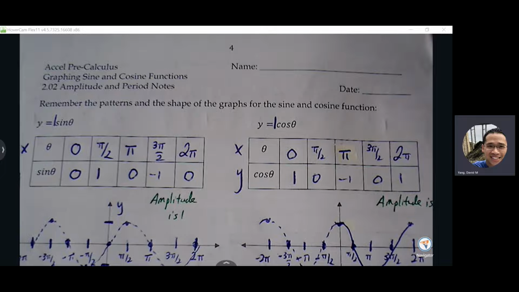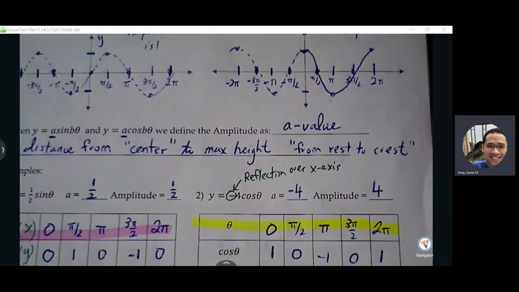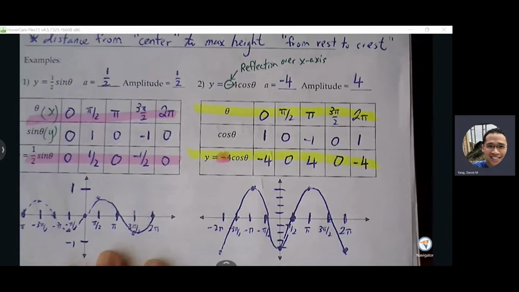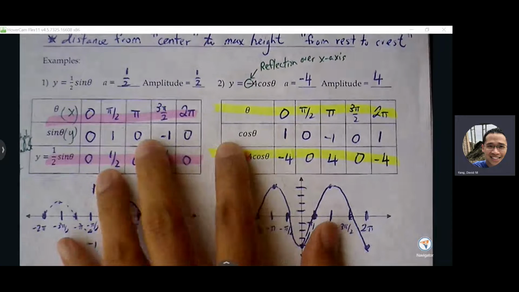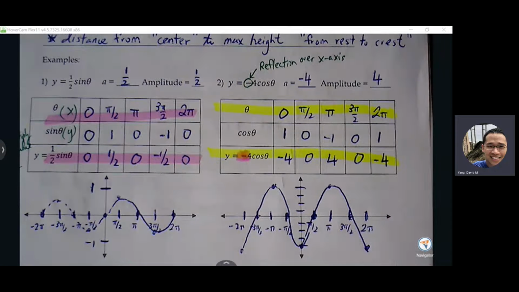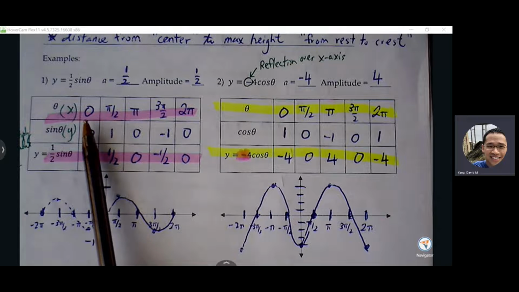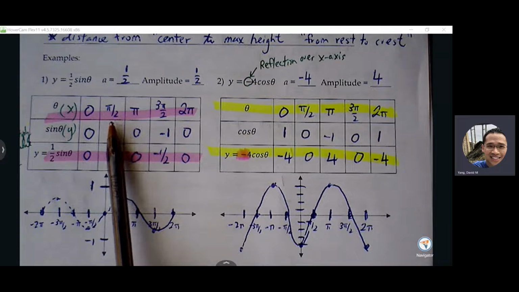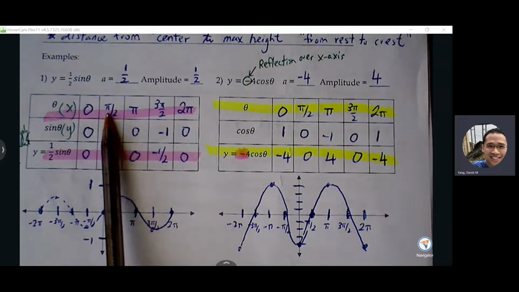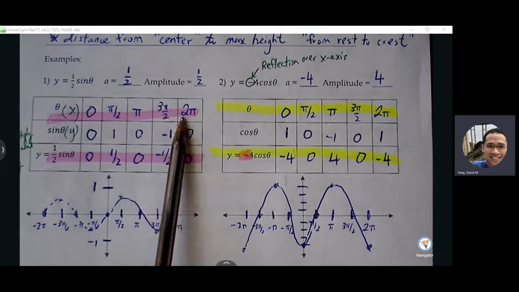Okay, guys, page 4. We ended with number 2 at the bottom here. So we talked about how we're going to build our sine and cosine graph the same way every time. So we're always going to start off at 0, and then we're just doing the quadrant radian measure. So pi over 2, pi, 3 pi over 2, 2 pi.